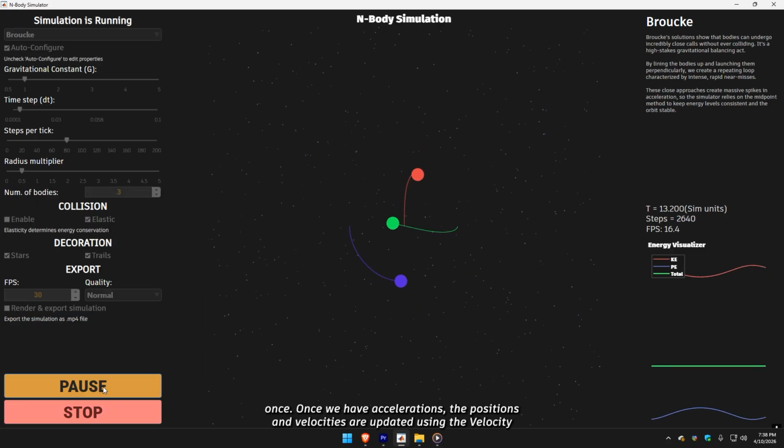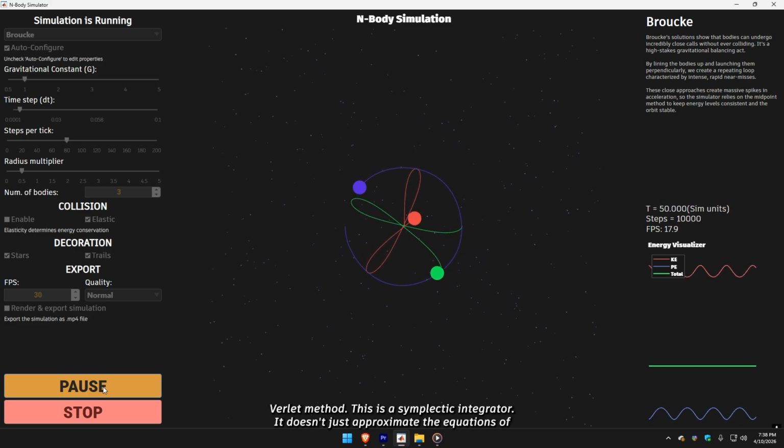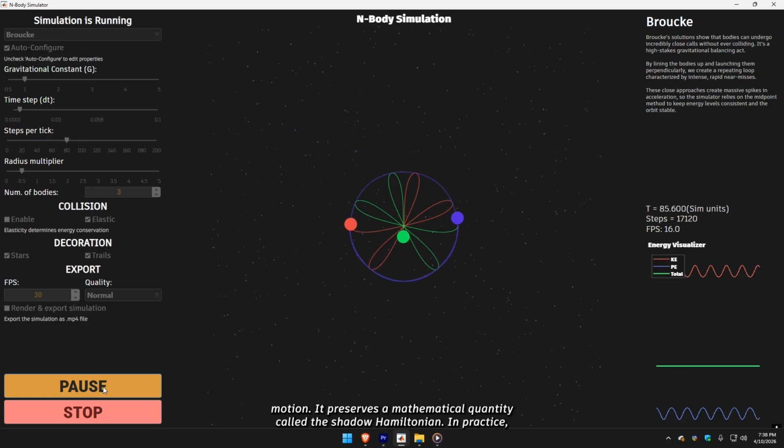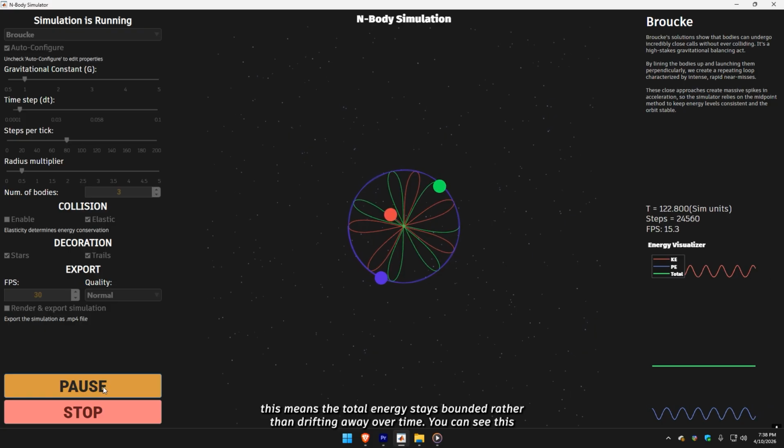Once we have accelerations, the positions and velocities are updated using the velocity Verlet method. This is a symplectic integrator. It doesn't just approximate the equations of motion. It preserves a mathematical quantity called the shadow Hamiltonian. In practice, this means the total energy stays bounded rather than drifting away over time.